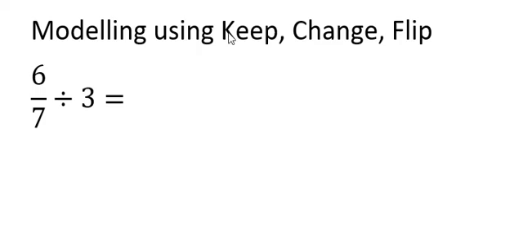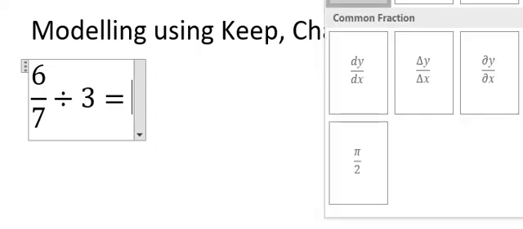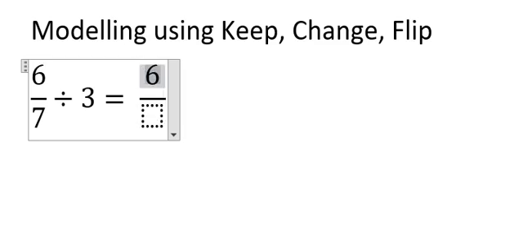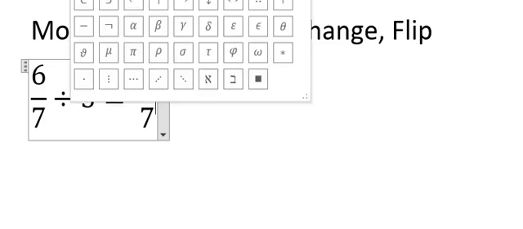Okay, so now we're at the last and final way we can do it, and this is modeling using keep, change, flip. So basically what we're going to do is when they say keep, that means you're going to keep the first one the same. So if it's 6/7, then it is also going to be 6/7. Now, change means instead of dividing, now you're going to change it to multiplication.